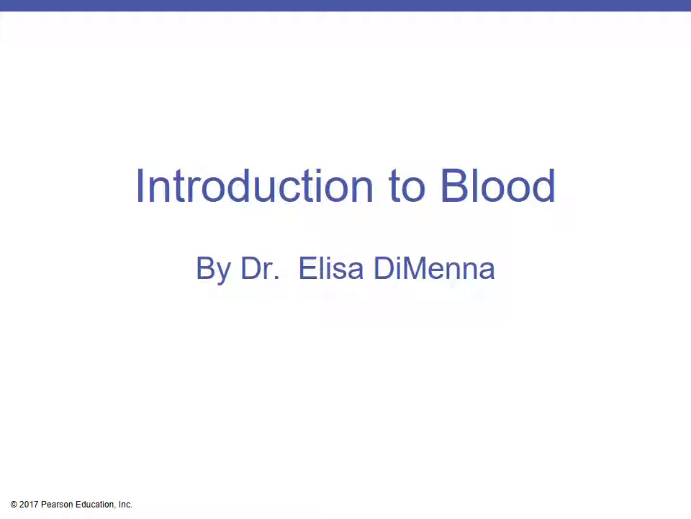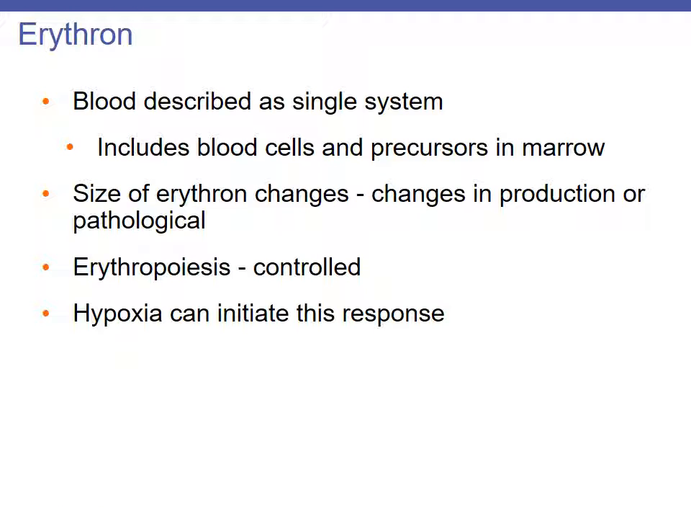Hi, I'm Dr. Demena, and this time we're going to go over a major component of the circulatory system, blood. So the blood, which we refer to as the urethron, is described as a single system, and that's everything that's part of it. So things like mature blood cells, plasma, and then it also includes the different stages of development for each one of those cells.